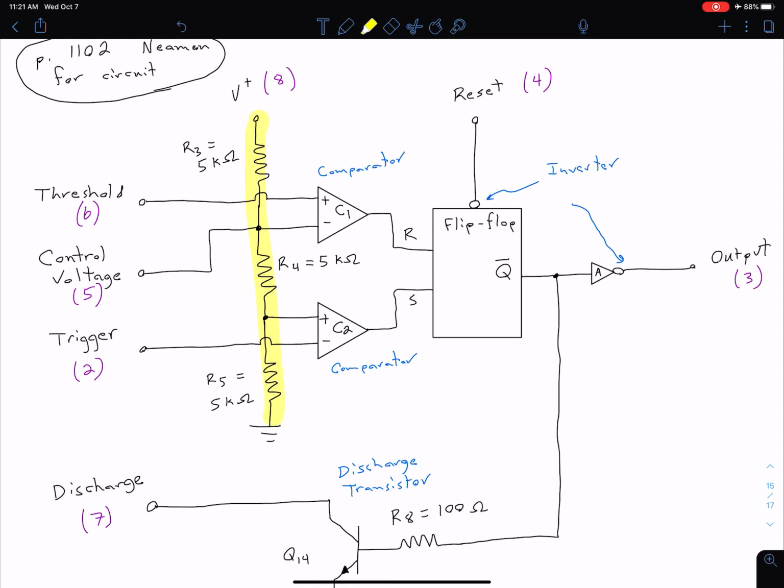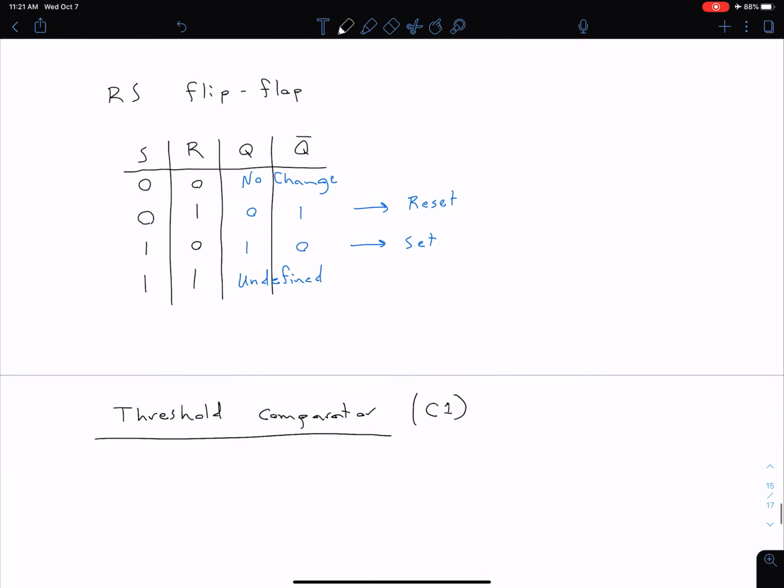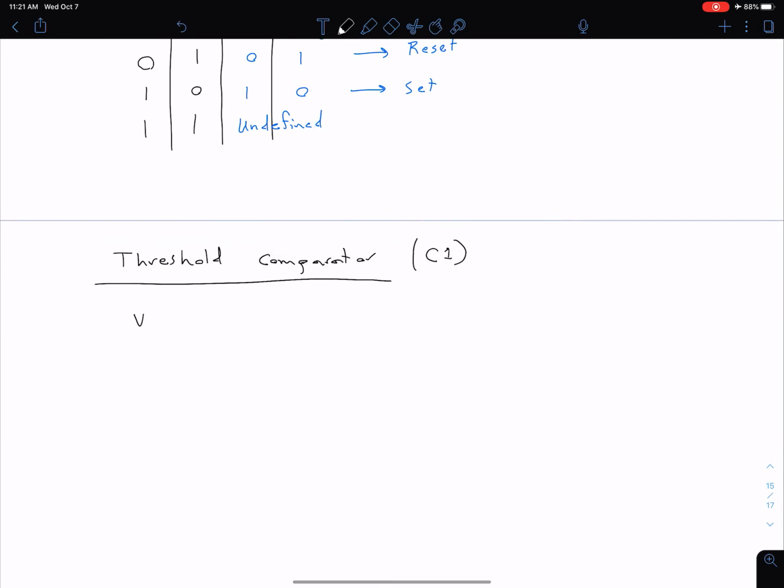So one of the inputs to our comparator C1, our threshold comparator, is coming off of that voltage divider network. We can see that the other input, which I have jumping over here to indicate that it's not connected there, is connected to our threshold pin, which is pin 6. That's of course why we're calling this our threshold comparator. So that V minus value, which is what I'm calling the input voltage at the inverting terminal of our threshold comparator, is set by that voltage divider.